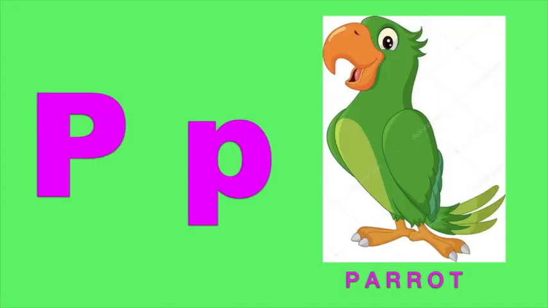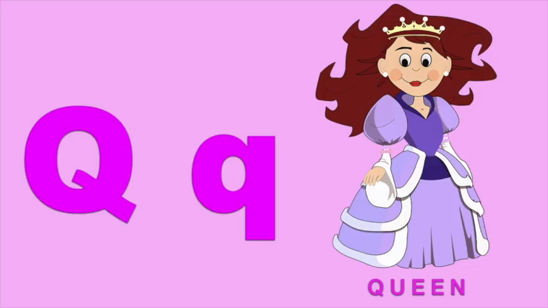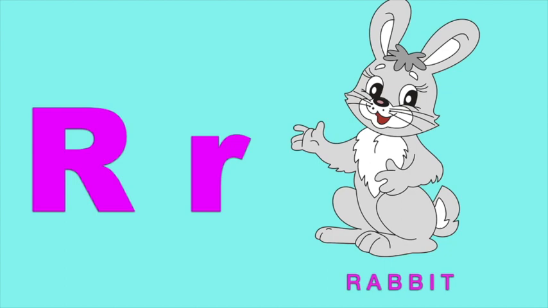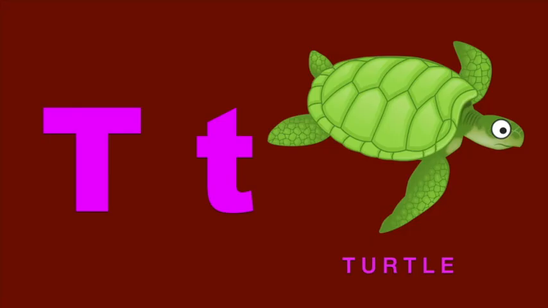P for parrot. Q for queen. R for rabbit. S for sun. T for turtle.